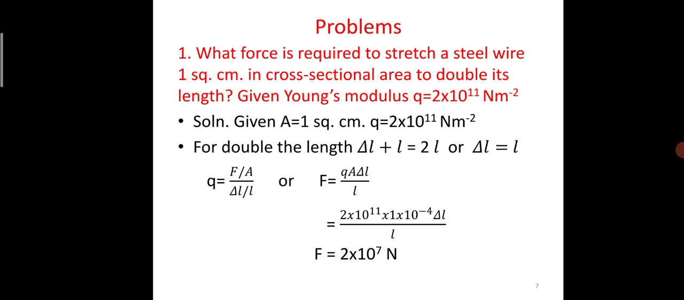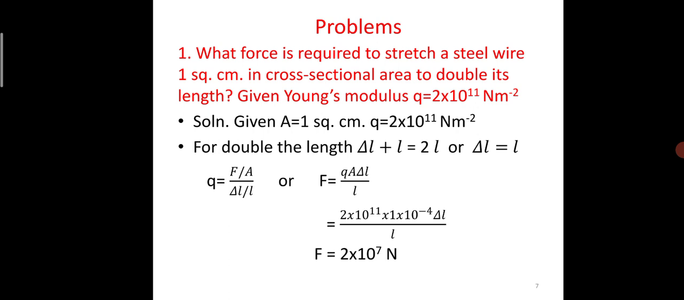For the solution of this problem, we first have to write down the given quantities or data. Given A is equal to 1 square centimeter, which is equal to 10 power minus 4 square meter, and Q is equal to 2 into 10 power 11 Newton per meter square. Double the length means the increase in the length is equal to the original length. Therefore, delta L plus L is equal to 2L, or delta L is equal to L.